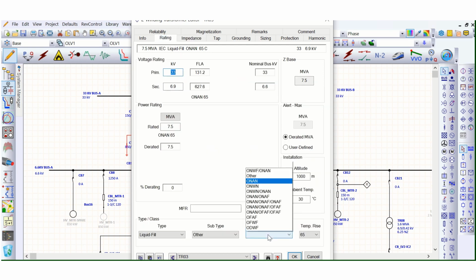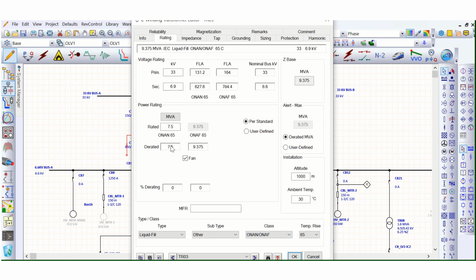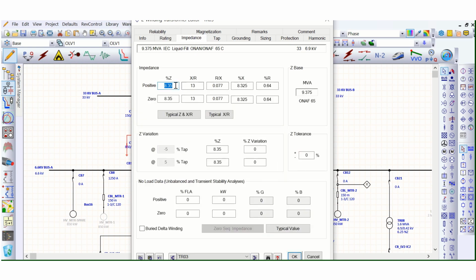Again, change this transformer to ONAF as well, where the fan cooling system is there. This is the auxiliary fan for transformer cooling, to improve the transformer capacity. So go here, you can see the same transformer impedance is mentioned, which is wrong. We should not follow this impedance, because this is the ONAN rating. This impedance is considered based on the transformer ONAN rating, and not based on the ONAF rating.